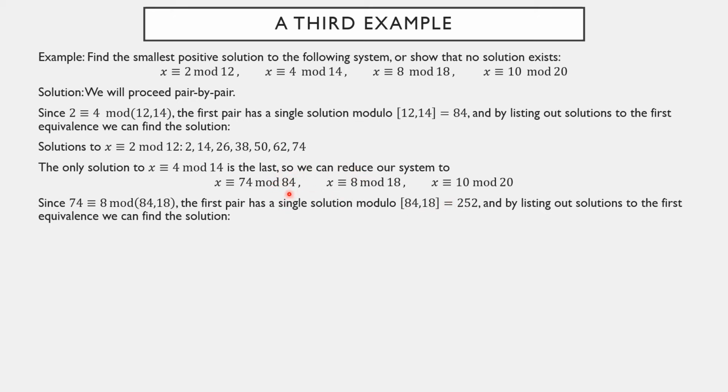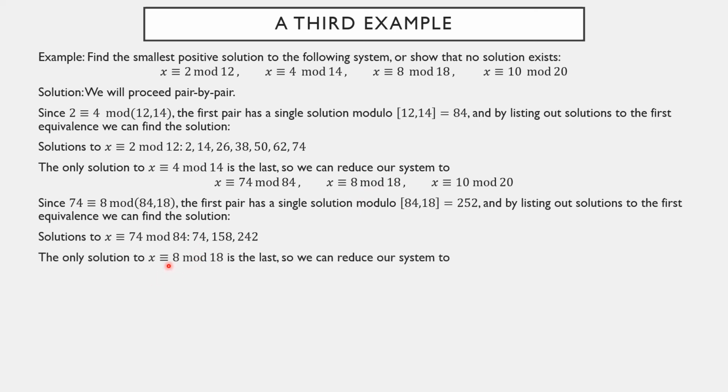The greatest common divisor of 84 and 18, well, remember 84 was 4 times 3 times 7. 18 is 2 times 9. So the GCD is 6. 74 is equivalent to 8 modulo 6. So there will be a solution, and there will be a unique one modulo this LCM, which turns out to be 252. So we start with 74, we add 84 successively, and keep checking modulo 18.